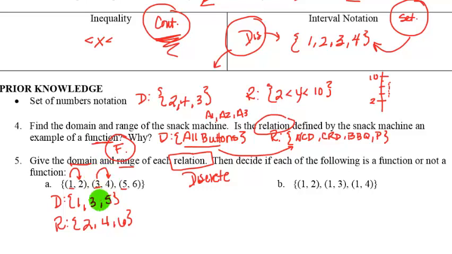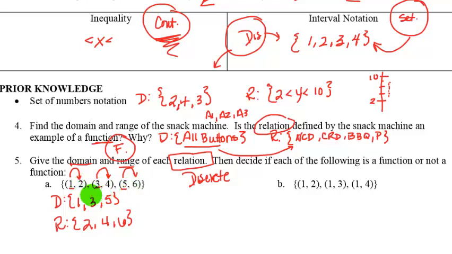I've got a 3. It goes to 4. Every time I put 3 in, I get a 4 out. So every time I see 3, it better go to 4. I can see it again, but when I see it again, it better go to 4. And then I'm going to see 5, and 5 needs to go to 6. All right, and that's all of the points I have.